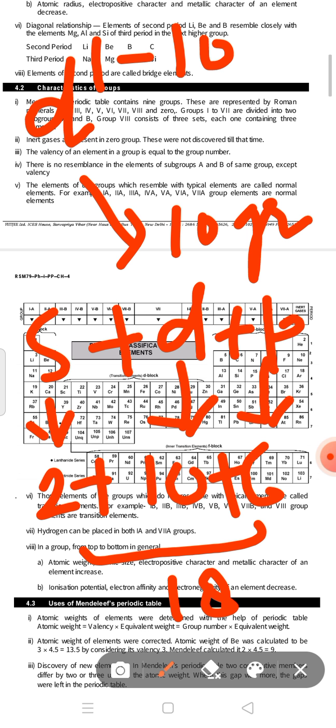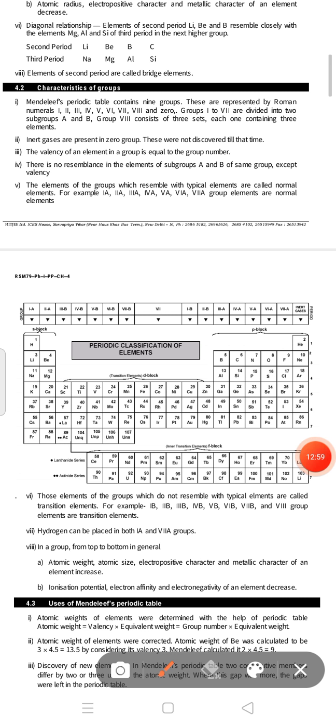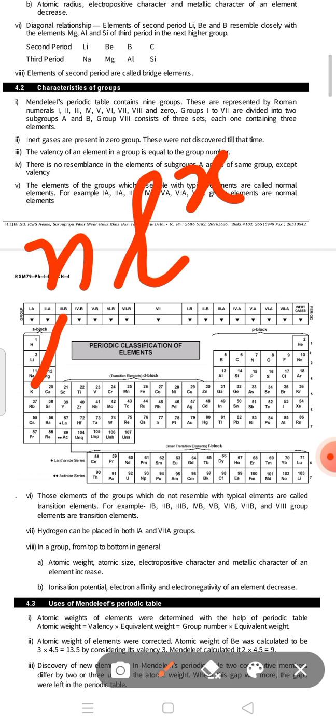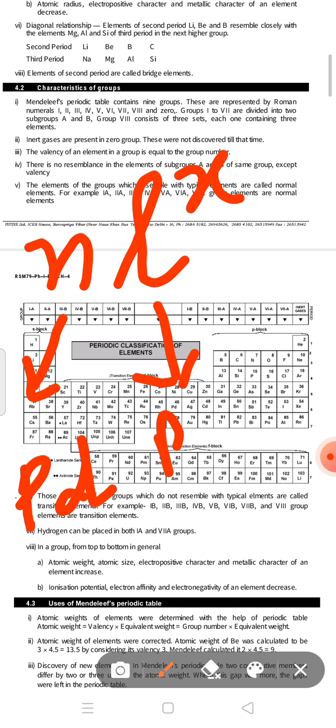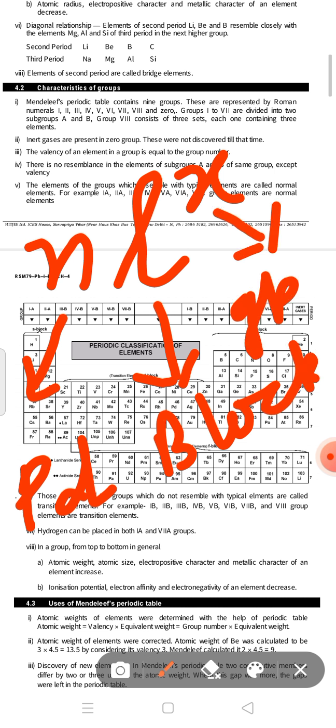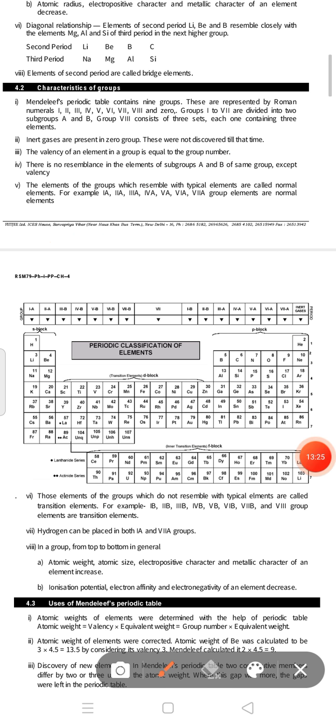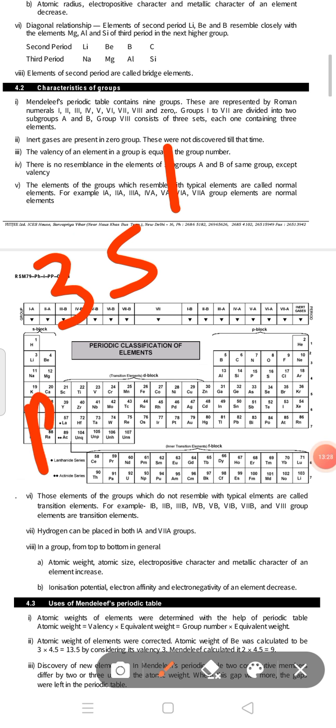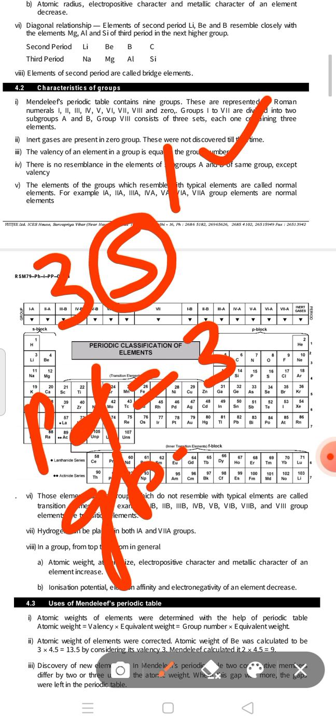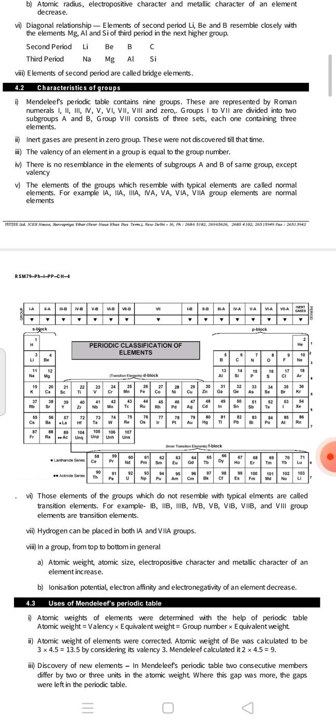It is clear. Now the next topic is how we will find the position of an element in the periodic table. There is a rule nLx, where n shows the period, l shows the block, while x shows the group of the element. Right. Suppose I am giving 3s1, it means third period, s block element, and group will be first.